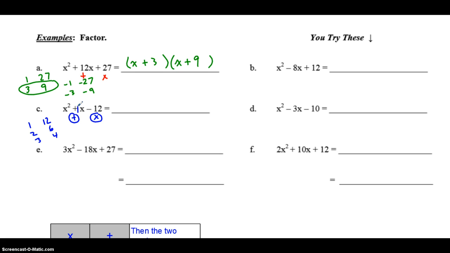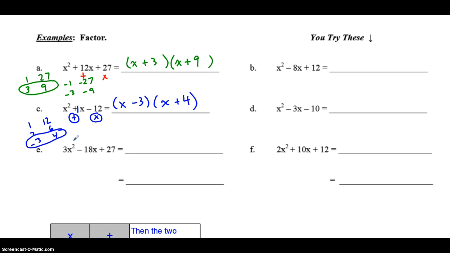One's negative, one's positive. So the bigger one's going to have to be positive. So in this case, negative 3 times 4 is negative 12. Negative 3 plus 4 is positive 1. Those are your two factors. So we go x minus 3 and x plus 4. Voila!